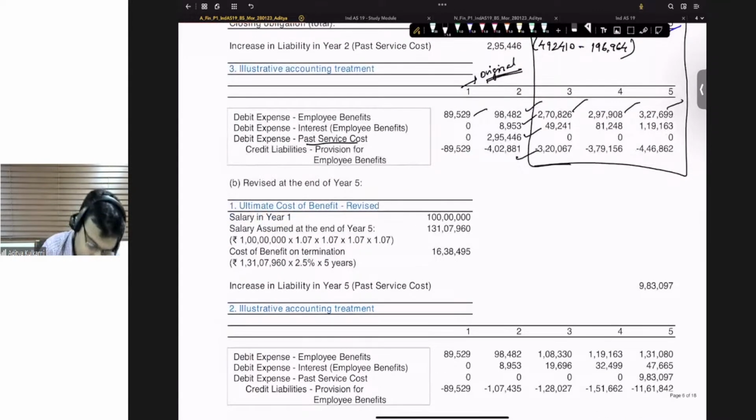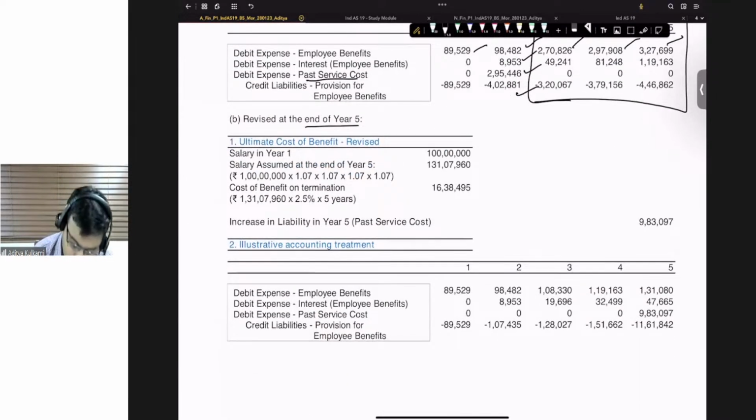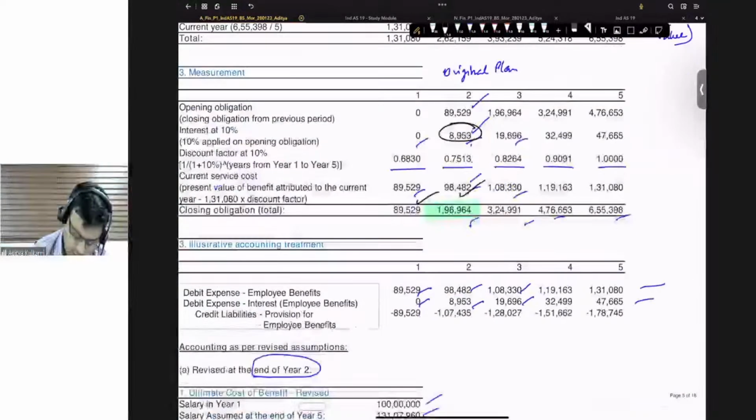Second, the revision happens at the end of year 5. So year 1, 2, 3, 4, you will do the accounting for this. I'll not get a dream. So all these will be based on original assumptions.